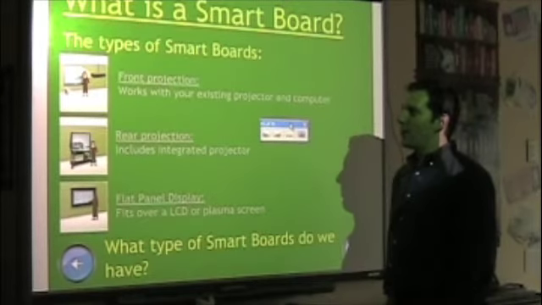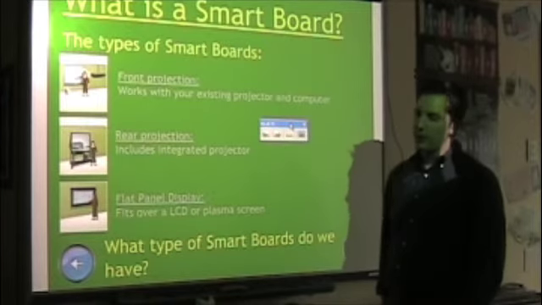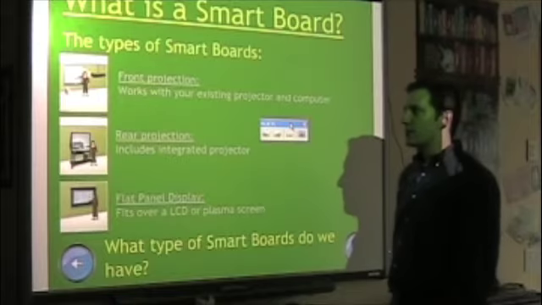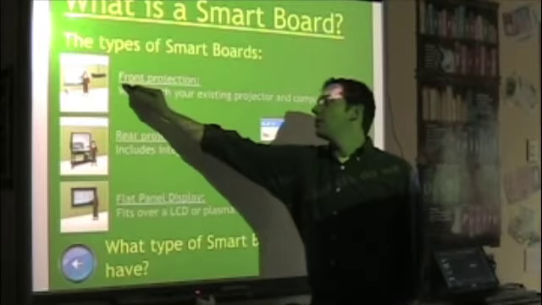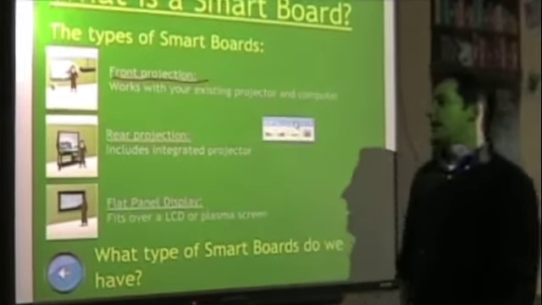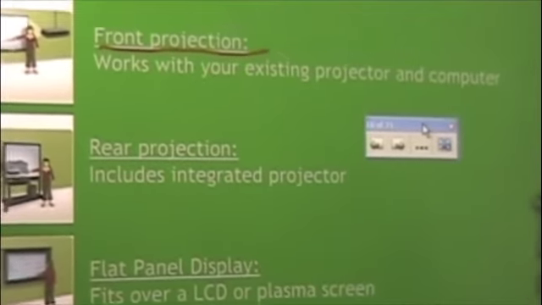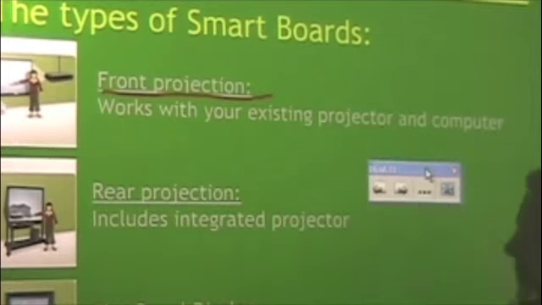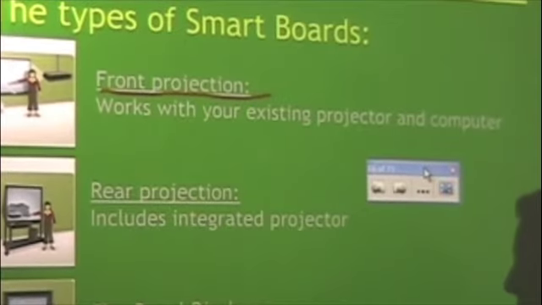While we're talking about hardware, let me just explain the types of smartboards that are available on the market right now. The one that you're watching me interact with now is the most common, at least in my experience, and that's the front projection smartboard. It's called that because you can use an existing projector, which is in front of the smartboard, and project your desired image onto it. Okay? That's probably the most common in schools because it tends to be the cheapest option.